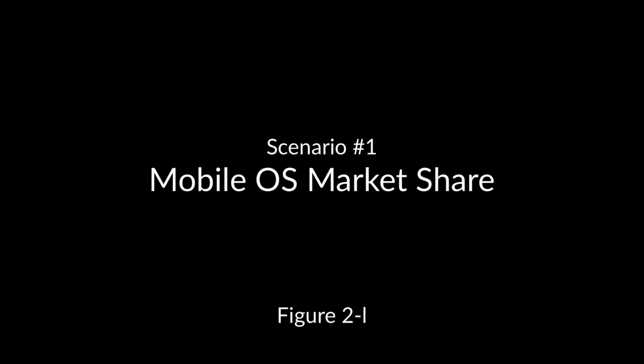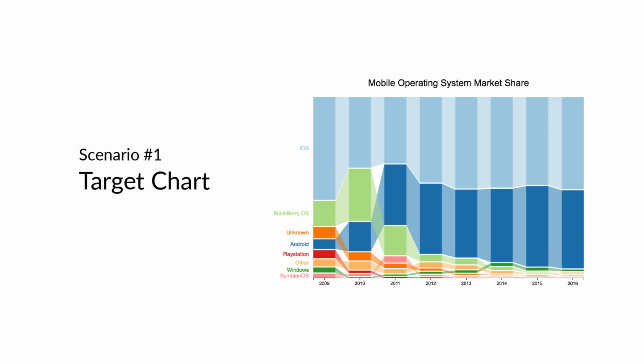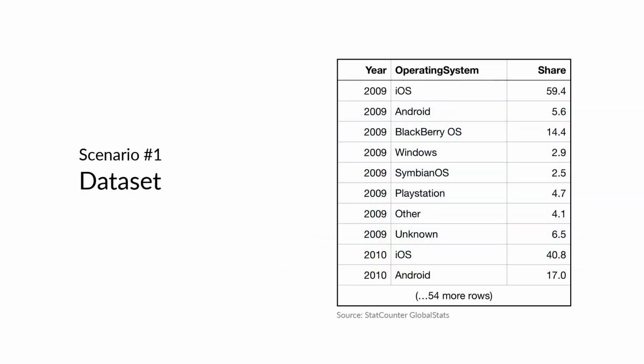I'm going to use Charticulator to produce Figure 2L from our paper, which depicts the yearly market share trends of mobile operating systems from 2009 to 2016. This dataset contains 64 rows and 3 columns: the year, the operating system, and the market share.